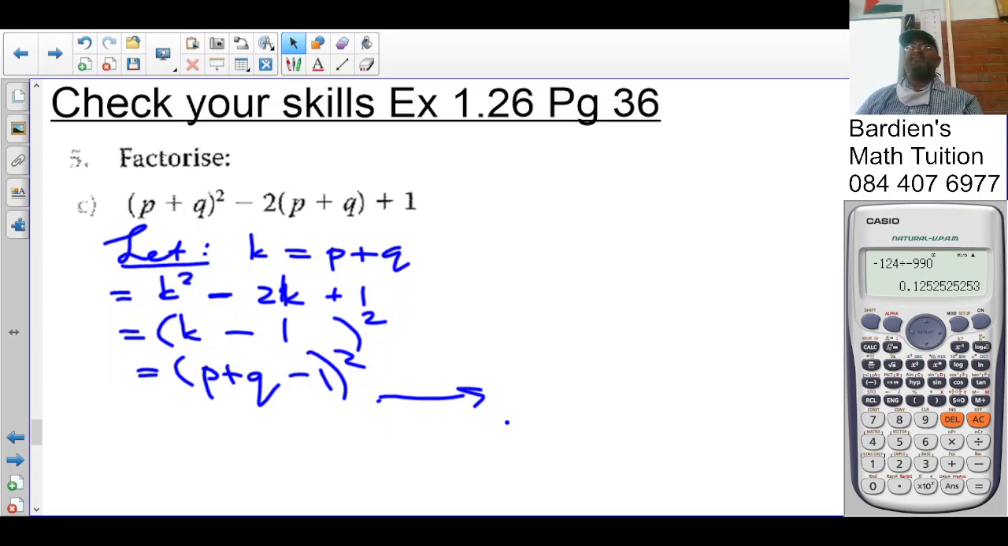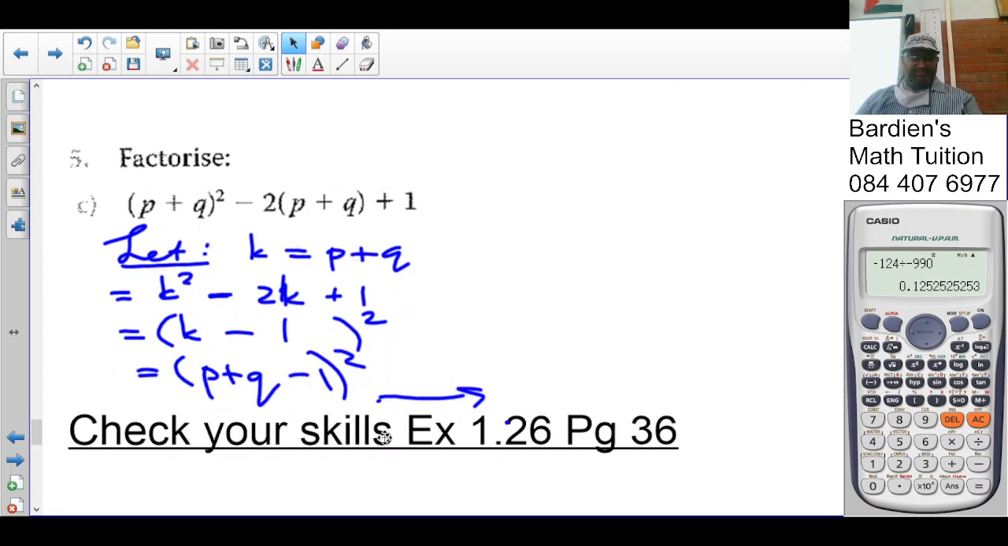6D. And A. Okay, that one's getting greedy there. A and D. Alright. Yes?